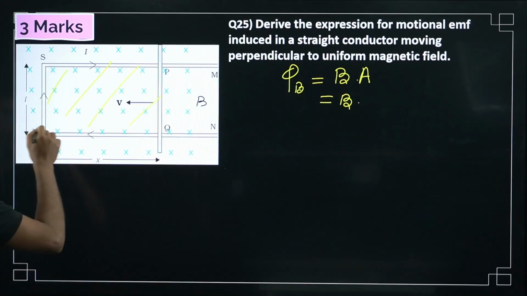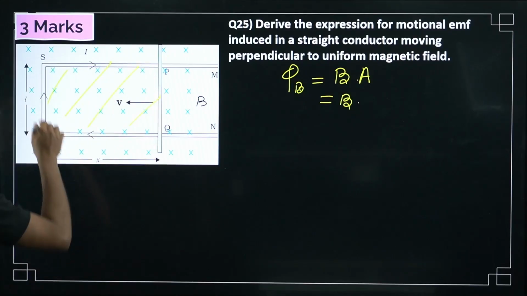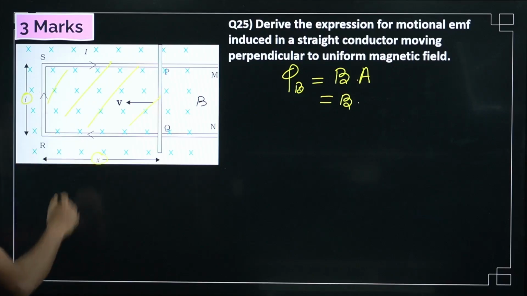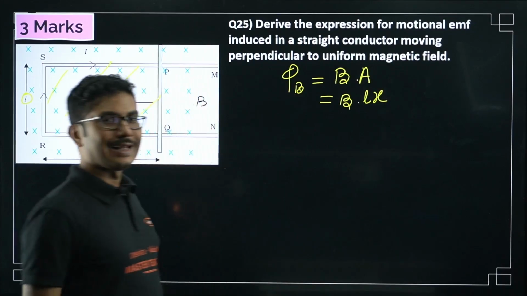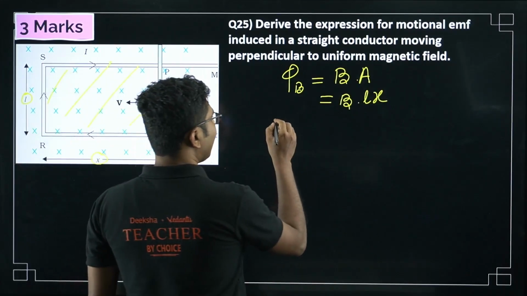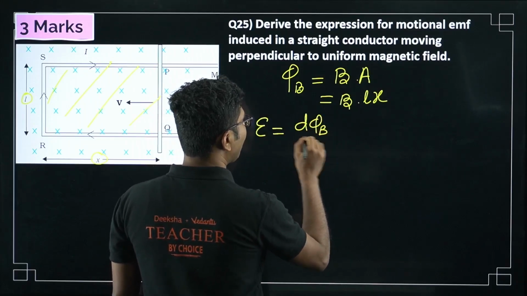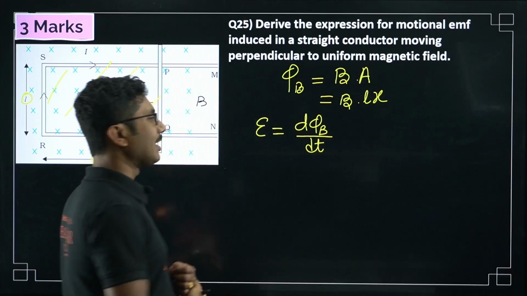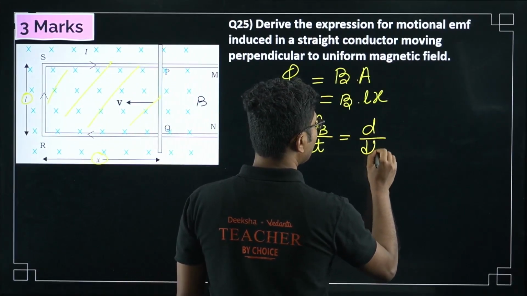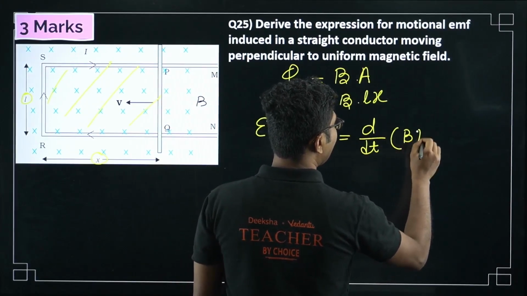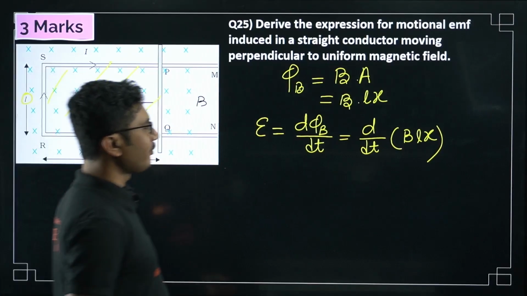What is the shape? This is a rectangle. So what is the area of a rectangle? Area of a rectangle is length into breadth, that is L into x. Now what is the induced EMF? Induced EMF is dφB by dt. So d/dt of BLx.